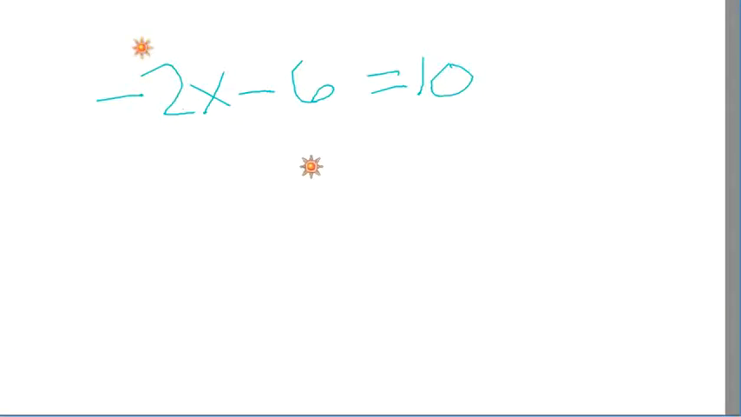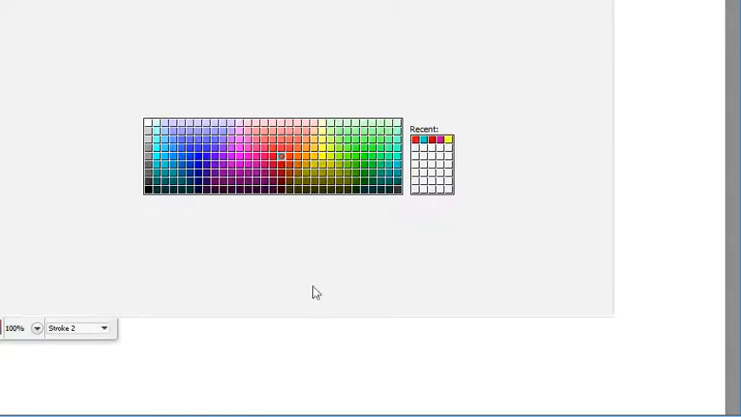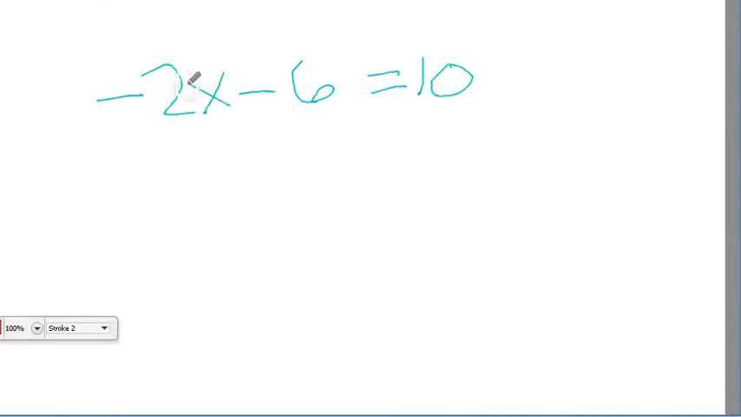This equation reads negative 2 times x minus 6 equals 10. Remember, whenever you're solving an equation, the very first step is to identify where your variable is. And in this case, our variable is right here. It is on the left side of our equation. This is our right side. This is our left side.